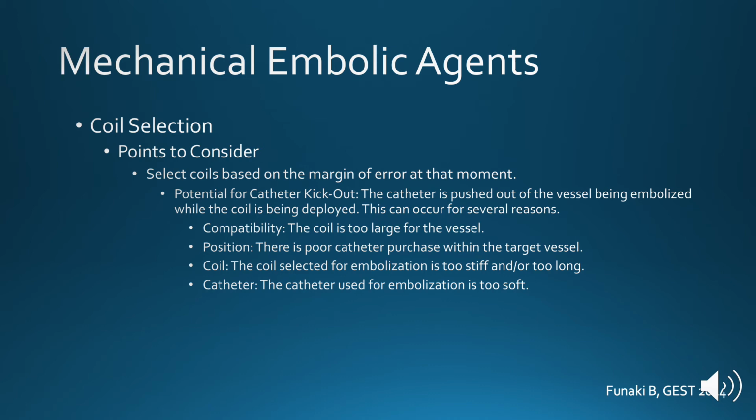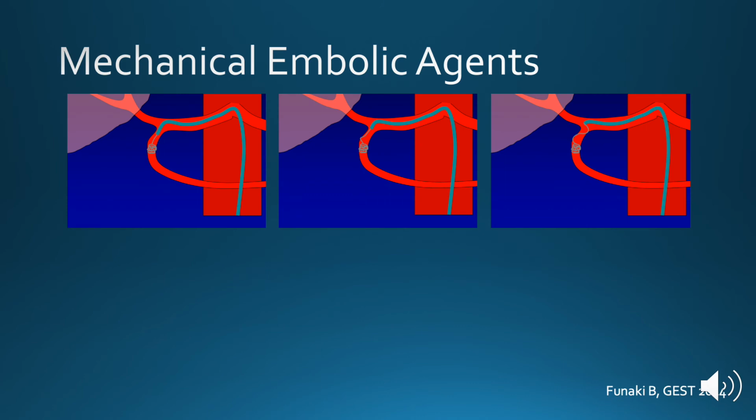First off, the coil may be too large for the vessel. There may be poor catheter purchase or position within the target vessel. The coil selected for embolization may be too stiff or too long, and the catheter used for embolization may just be too soft. This is a nice set of images from Brian Funaki from a guest meeting a couple of years ago. You can see during this diagrammatic case of a GDA embolization.